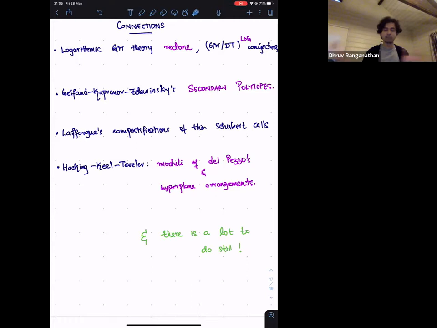First I should say that a huge motivation for this, even if not the technical details, was the work of Abramovich, Chen, Gross, and Siebert on the log Gromov-Witten side. We end up redoing what they do. We cannot do it the same way, but when we run our construction in Gromov-Witten theory, it gives exactly the same thing. And this allows us to set up these proposed Gromov-Witten/DT conjectures in this log setting.